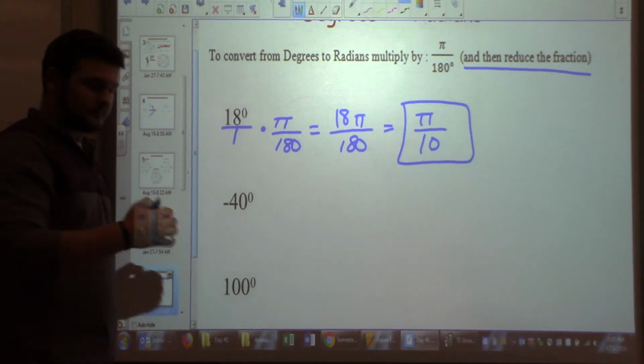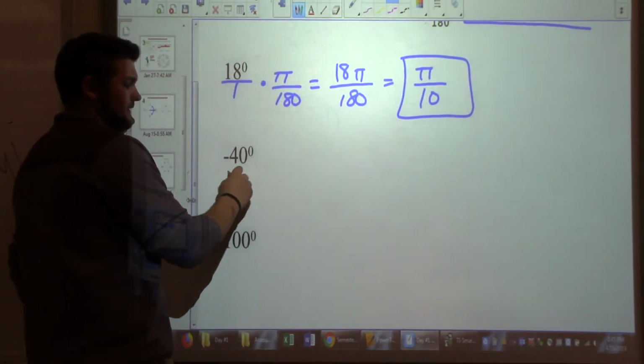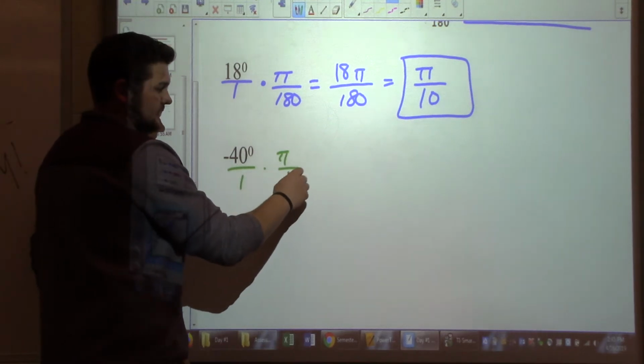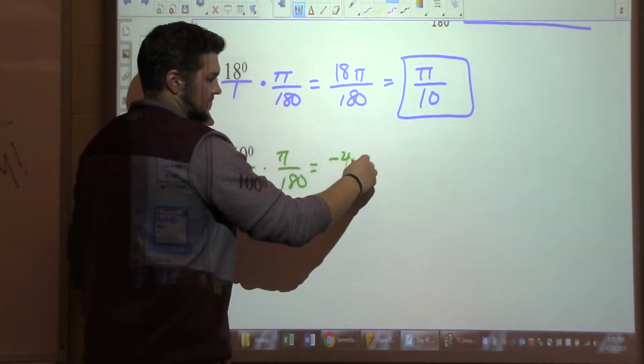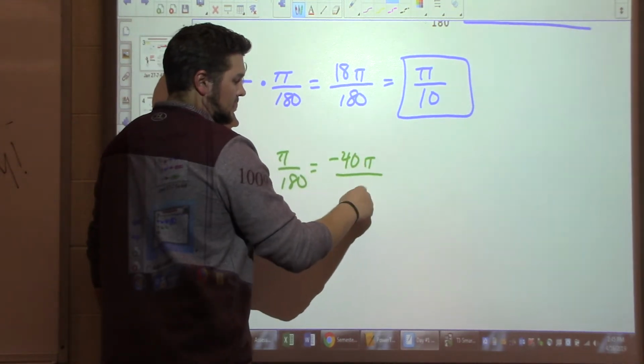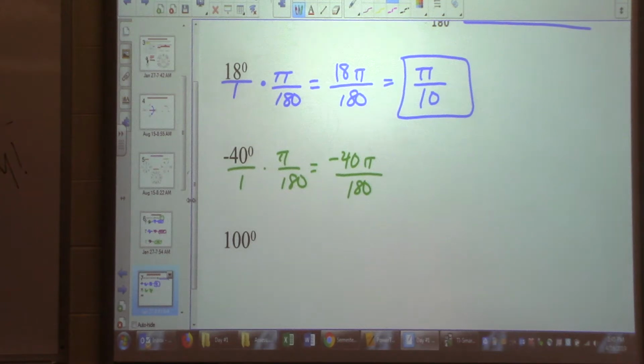Okay? Negative 40 degrees. Put it over 1 times pi over 180. So I get negative 40 pi over 180. Well, negative 40 pi over 180 reduces to what?